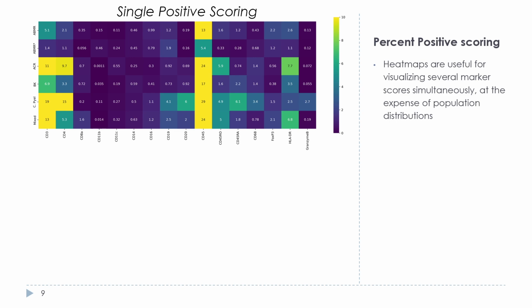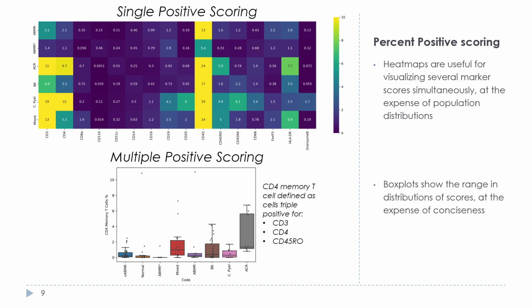So now that we've segmented our cells, we can actually begin to score our samples, grouped by categorical variables such as disease classification. We can quantify the percentage of cells positive for an individual marker and visualize results as a heat map. And while this does allow for the simultaneous visualization of several markers in tandem, we do lose a bit of information regarding the distribution of scores from samples across our population. Consequently, with box plots, we can view individual samples as points and metrics of their distribution, such as the median, interquartile range, and outliers too. Here we show the scores for CD4 memory T cells, defined as being triple positive for CD3, CD4, and CD45RO.